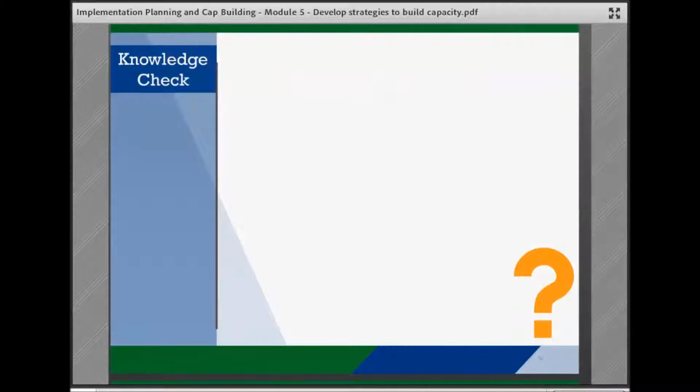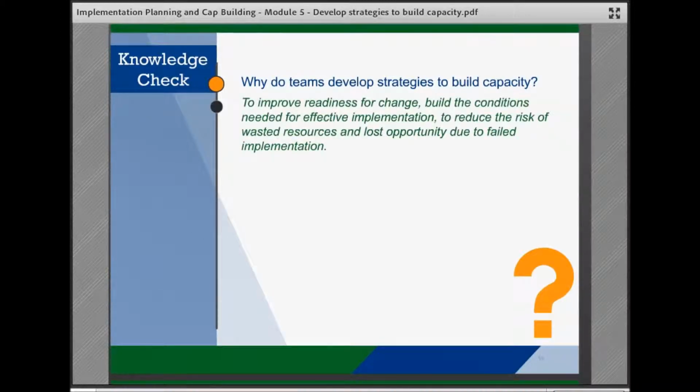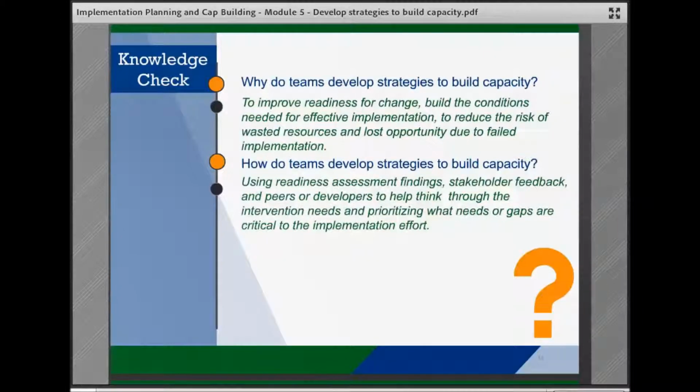Let's take a moment to check in on what you've learned about developing strategies to build capacity. Why do teams develop strategies to build capacity? To build the conditions needed for implementation, to reduce the risk of wasted resources and lost opportunity, and improve future readiness. How do teams develop strategies to build capacity? Using readiness assessment findings, stakeholder feedback, and peers or developers to help think through the intervention needs and prioritizing what needs or gaps are critical to the implementation effort.